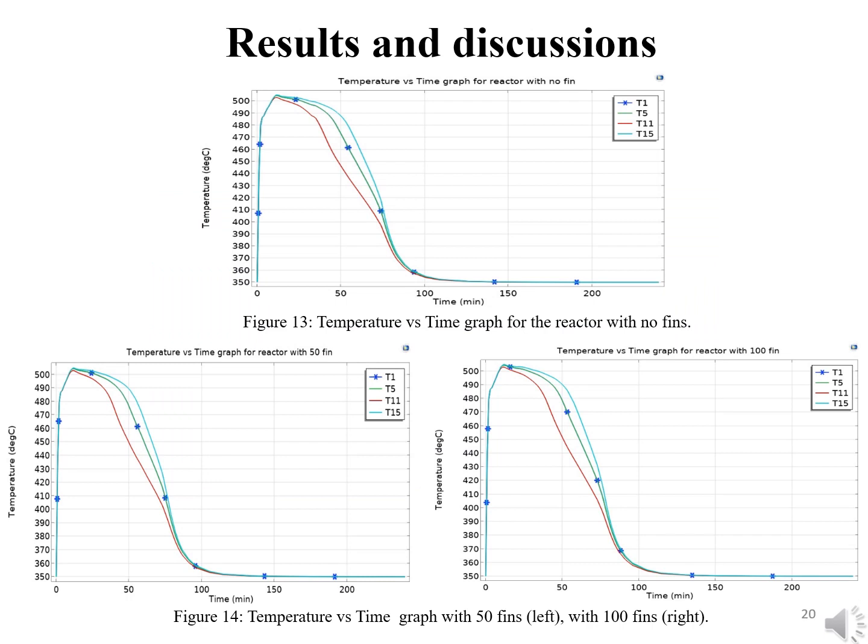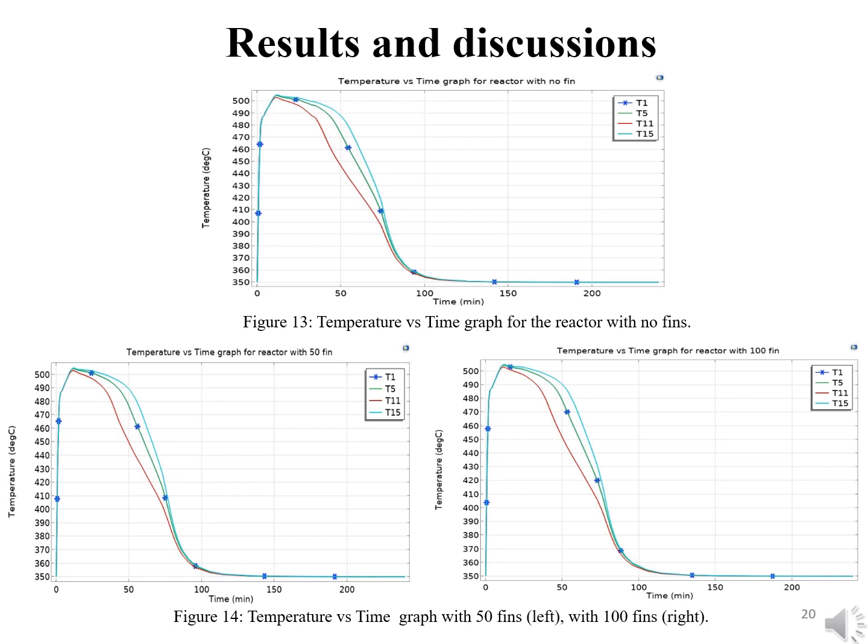The temperature versus time relationship for the reactor with no fins is shown in the first graph below. The starting temperature is 350 degrees Celsius. The temperature in the reactor rapidly rises after the water vapor is introduced. The temperature of the bed rises from 350 degrees Celsius to 480 degrees Celsius in the first 5 minutes of the reaction.